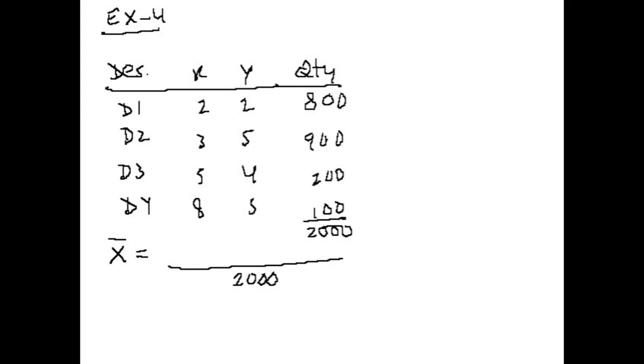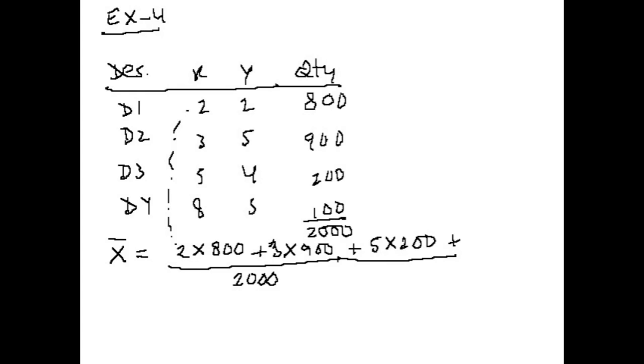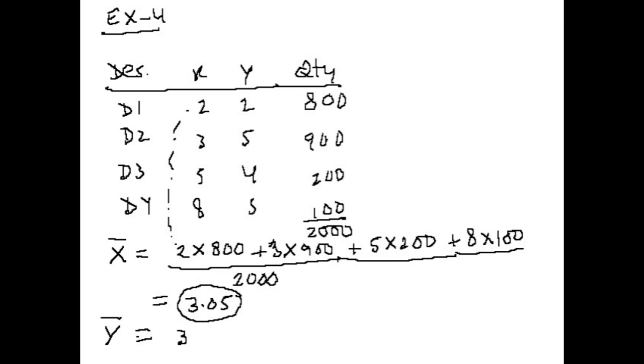You multiply for X: 2 times 800, we get 2 from the X, then plus 3 times 900, plus 5 times 200, plus 8 times 100. So this will give you 3.05. Similarly, you can find the weighted average of Y, which may come to 3.7. So the coordinates are about 3.1 and 3.7.